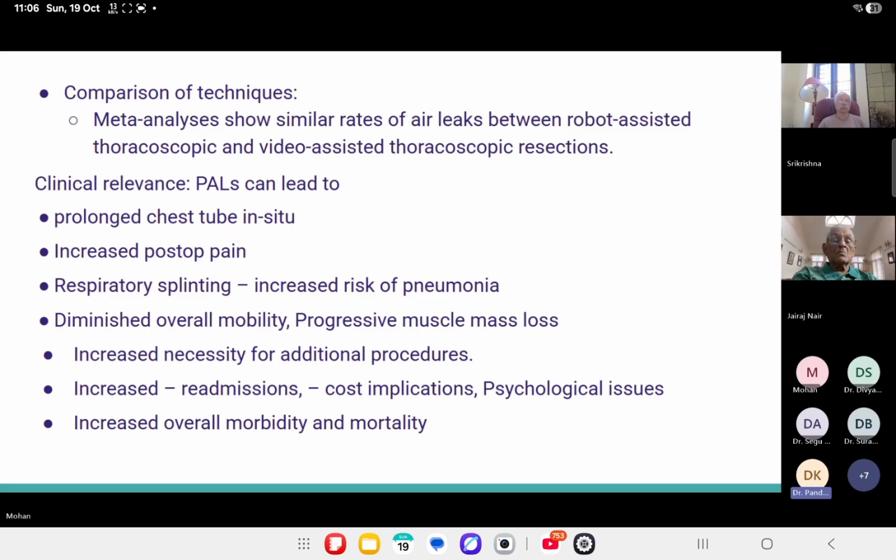air leaks, and clinical relevance is prolonged air leaks can lead to prolonged chest tube in situ, which increases the post-op pain, and then respiratory splinting, increased risk of pneumonia, diminished overall mobility, for which they will have progressive muscle mass loss, increased necessity for external procedures, readmissions, cost implications, psychological issues, increased overall morbidity and mortality.